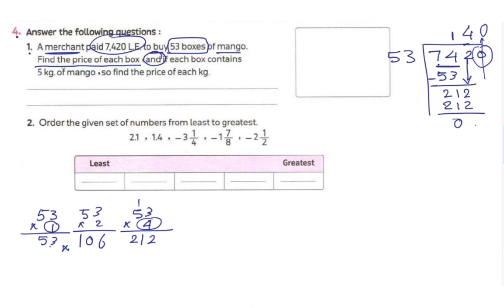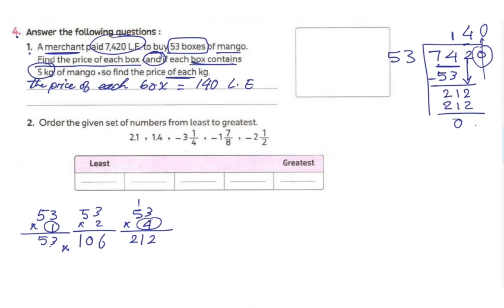Now, the price of each box, write it. The price of each box equals 140 LE. Okay, this is the first part of the question. Second part: if each box from these boxes contains 5 kilograms of mango, find the price of each kilogram.